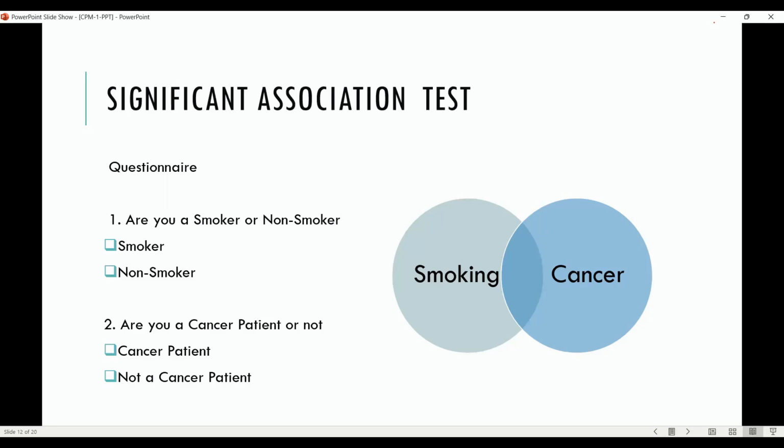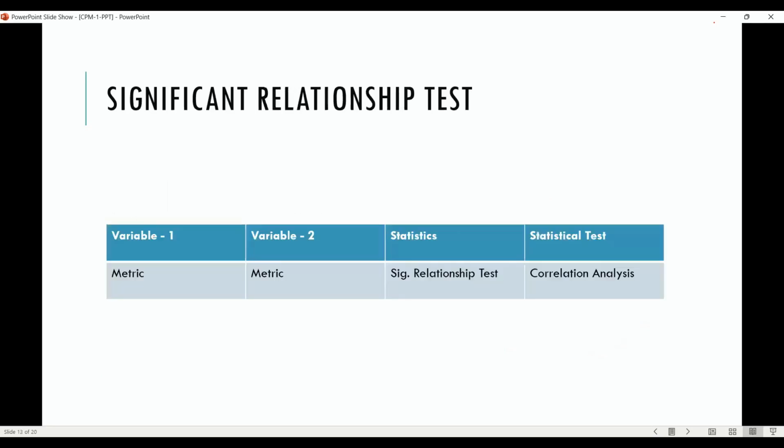But you may have a question. Why can't we say there is significant relationship between smoking and cancer? Actually, we cannot say that. I tell you why. So here you first get into the thought process. Here we could say there is significant association between smoking and cancer, because most of the smokers are cancer patients. So this is one thing.